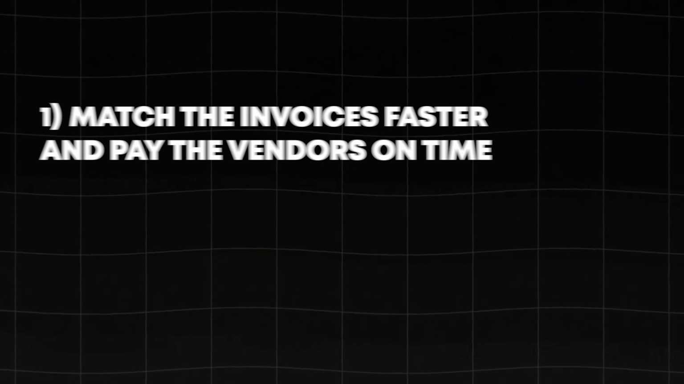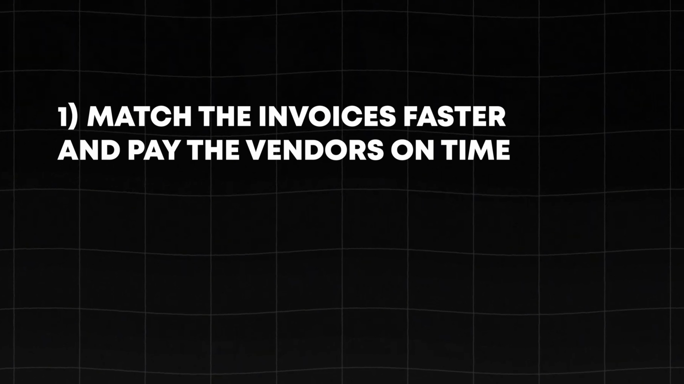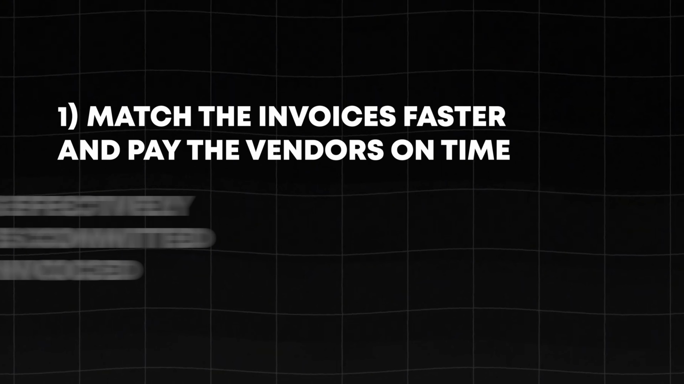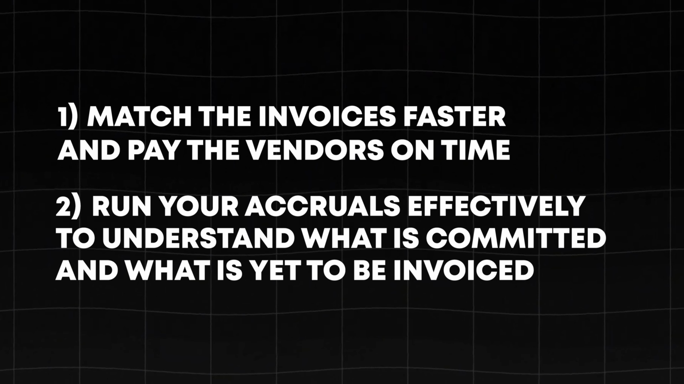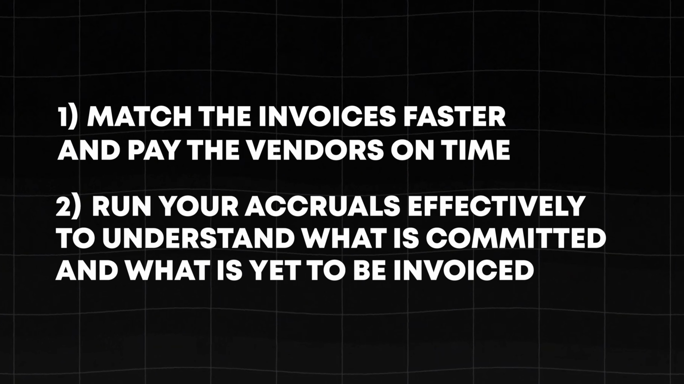So to summarize, if you have multiple deliveries against the same purchase order, use a purchasing system to automate this process so that one, you can match the invoices faster and pay the vendors on time. Number two is you can run your accruals effectively to understand what's committed and what is yet to be invoiced.